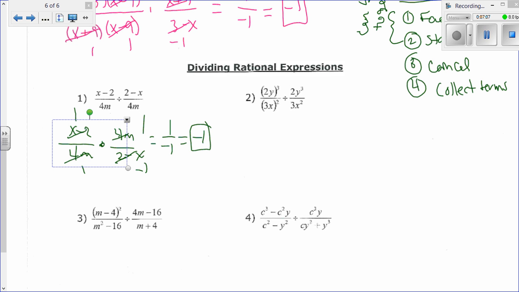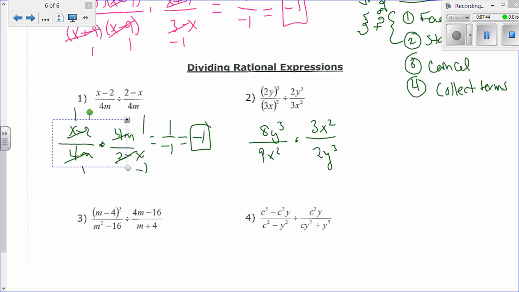For number 2, I'm actually going to cube what's in there because there's no plus or minus signs inside the parentheses. So I actually need to raise it to the third power, second power, whatever power is on the outside. So if I raise 2y to the third power, I have 8y cubed over 3x squared, which is 9x squared. Change my division to multiplication. Flip my fraction to 2x squared over 3x squared over 2y cubed.